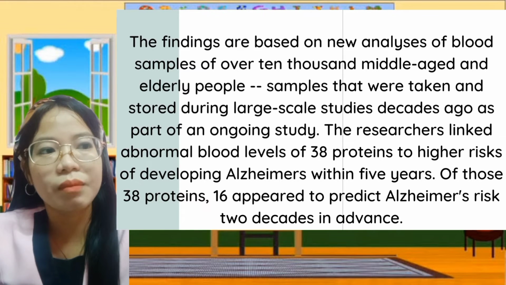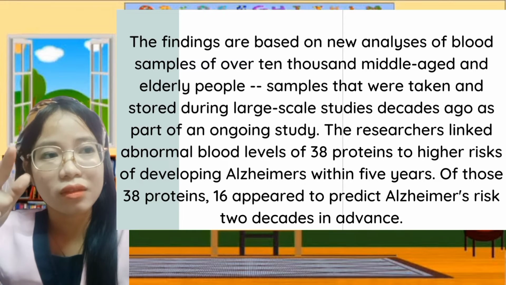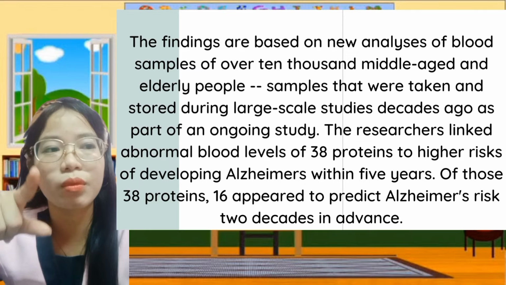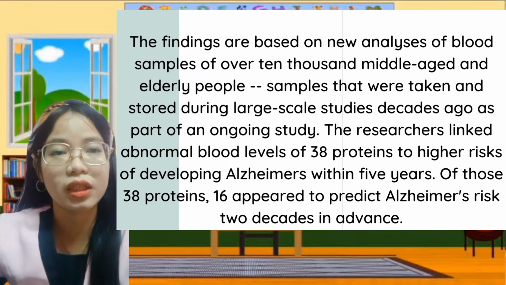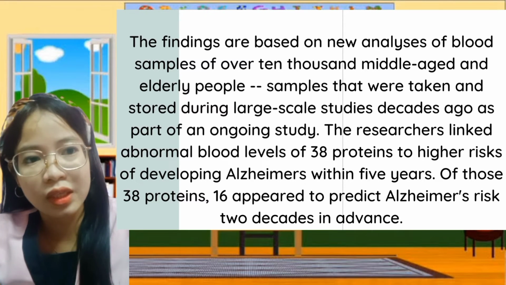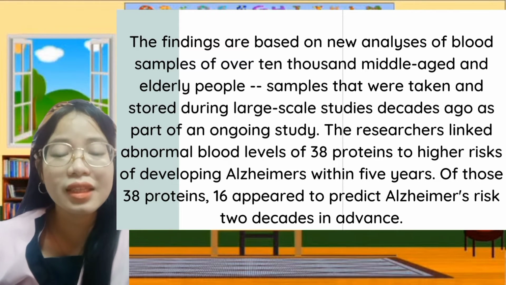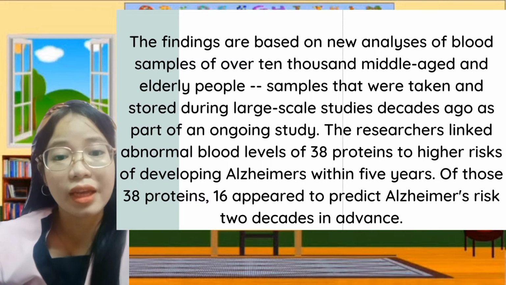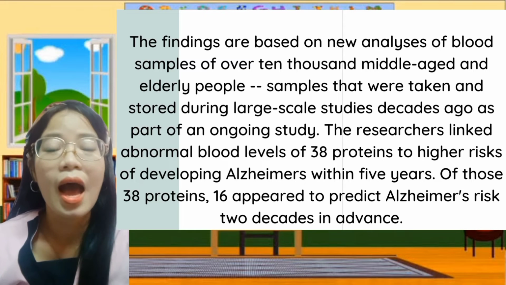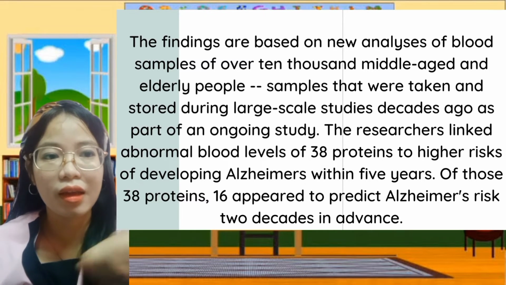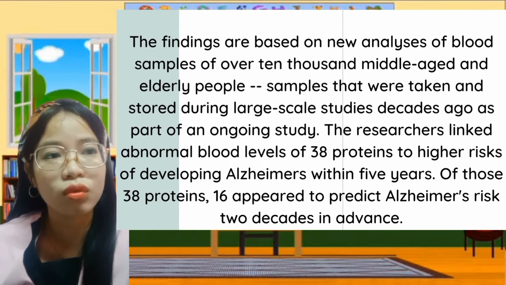And, kumuha sila ng dugo ng mga tao na middle-age and old-age, noong 1993 and 1995, and kumuha rin sila ng dugo noong 2002 and 2006 and 2011 to 2013. So, those bloods were studied, and meron silang nakita na proteins that are significantly associated with Alzheimer's risk. So, noong 1993 to 1995, yung mga bloods na napag-aralan nila doon, ay may nakita silang 16 proteins. And sa 2011 to 2013, may nakita silang 13 proteins, and ganun din sa 2002 to 2006.